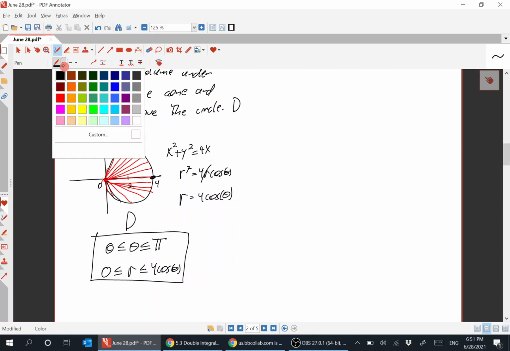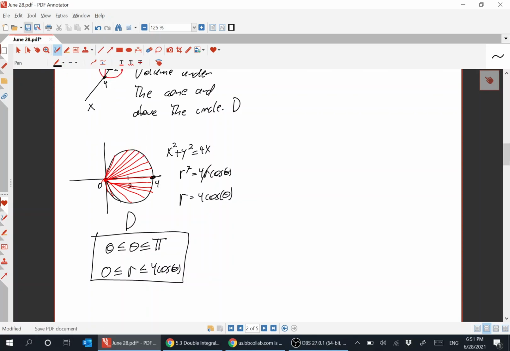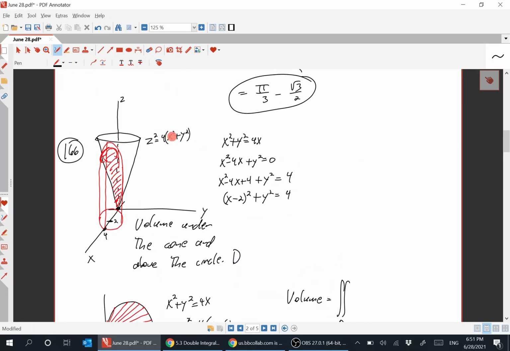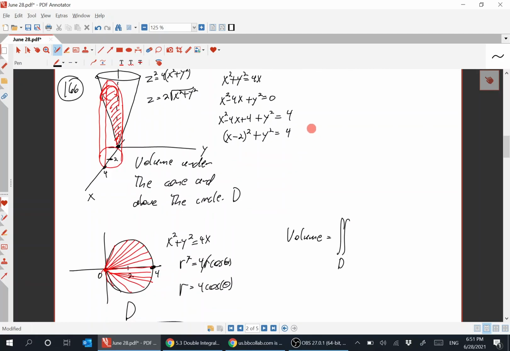So now the volume under the cone and above that circle is the double integral over D of, so what's this function here? This is z equals 2 square root x squared plus y squared.